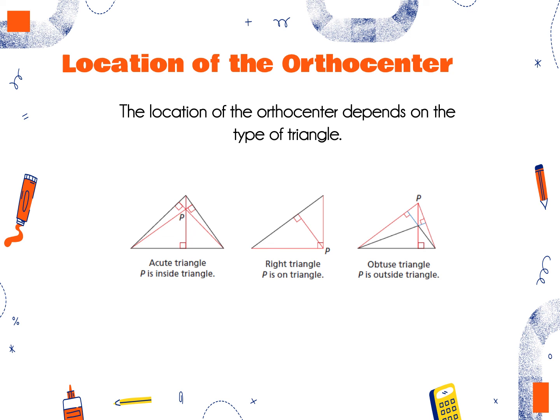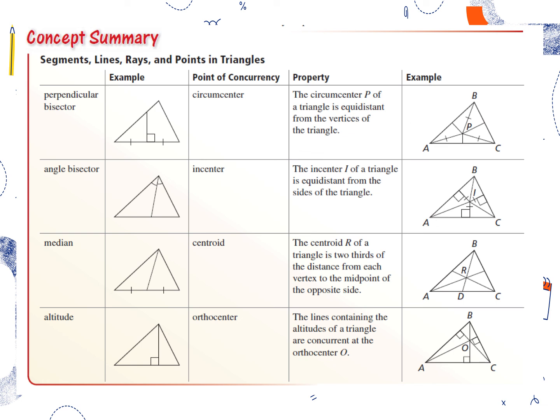And then the last slide is a summary of all the segments we've already talked about. We first talked about the perpendicular bisectors. So it's got the name in the first column. It's got an example of the segment in the second column. The third column has the point of concurrency. The fourth column has the property or the theorem that you can apply. And then the last one is an example showing you the congruent pieces and basically what it looks like. So a nice little summary of the 4 segments that we have covered.